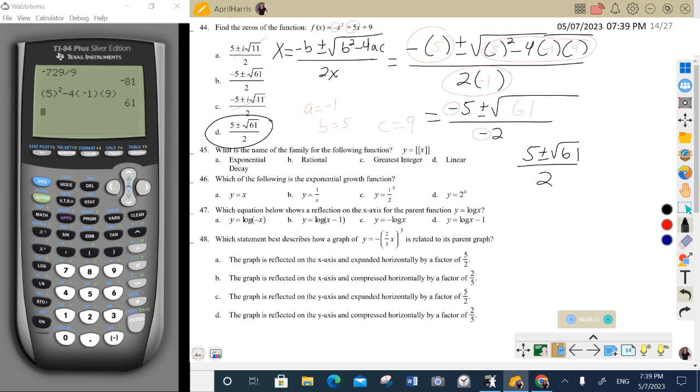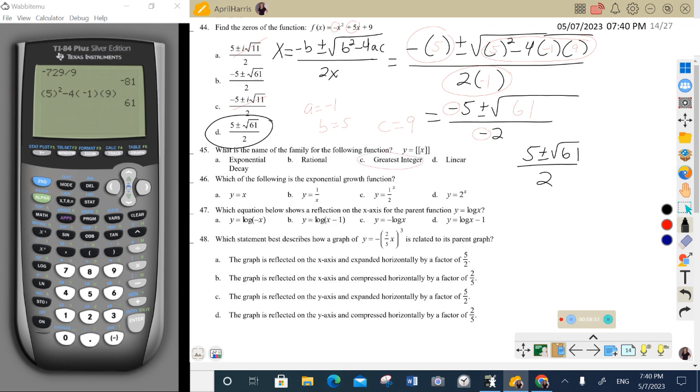Okay, the next section is on families of functions and transformations. So you need to go back and make sure you have the 12 families memorized and know how to do transformations. 45, we have y equals the double brackets of x. Double brackets, it's got the most stuff, the greatest amount of stuff, that is the greatest integer.